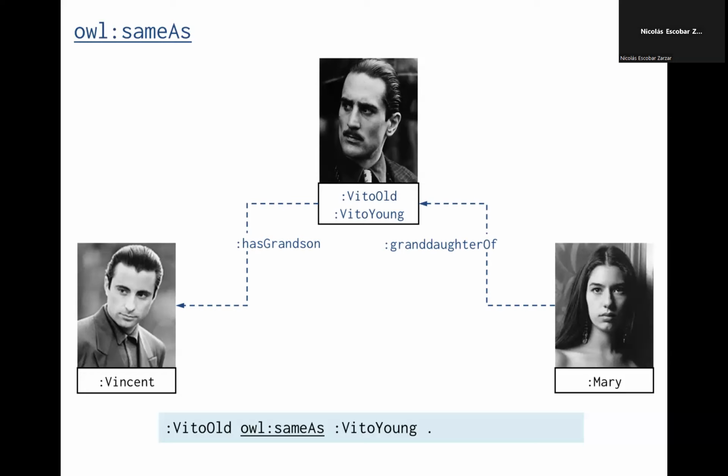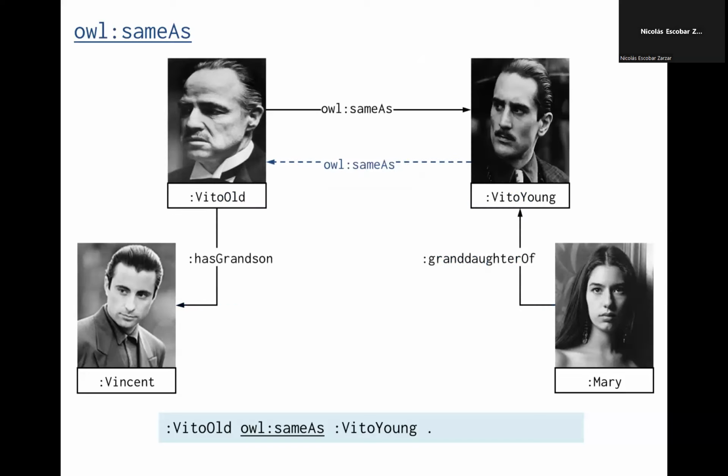So if we wanted to keep the different actors, we would have to connect the granddaughter to both Vitos and the grandson to both Vitos? Yeah, that's kind of awkward.